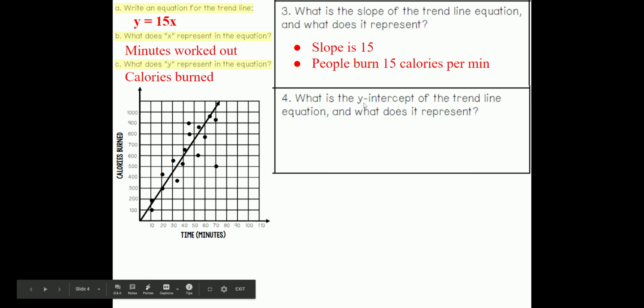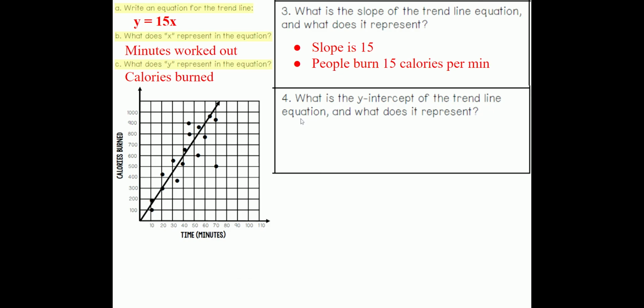And what is the y-intercept of the trend line equation, and what does it represent? Well, the y-intercept is down here, and it's at 0, 0. And the y-intercept is 0. So what does that mean? Well, it means that at 0 minutes, 0 calories are burned.